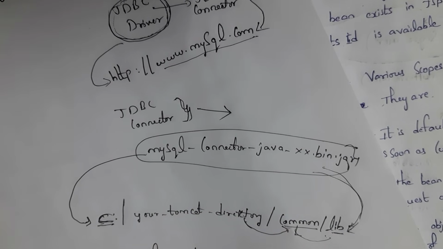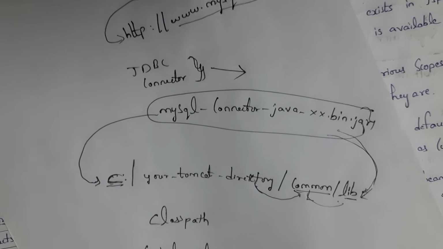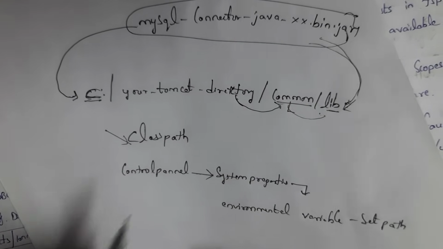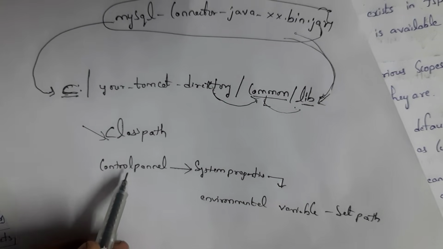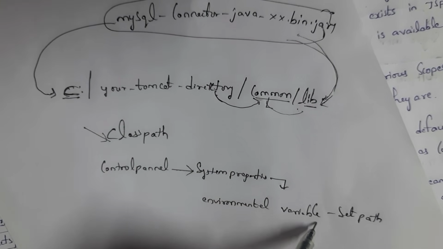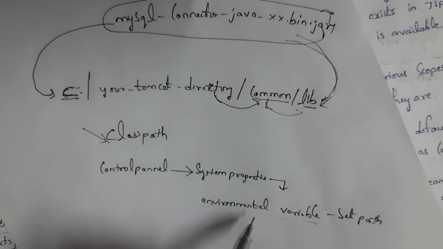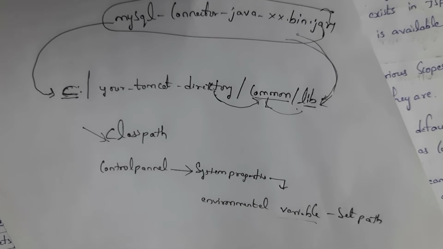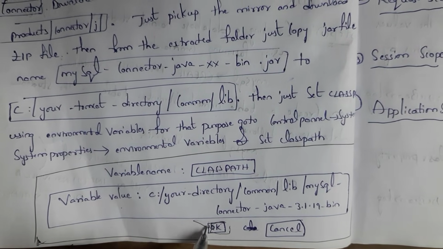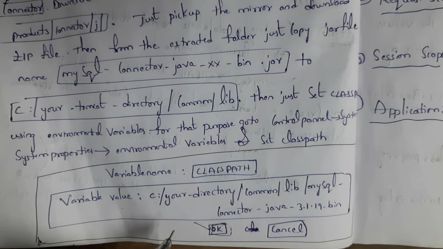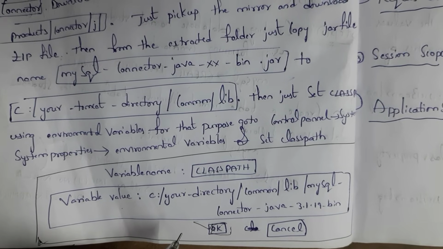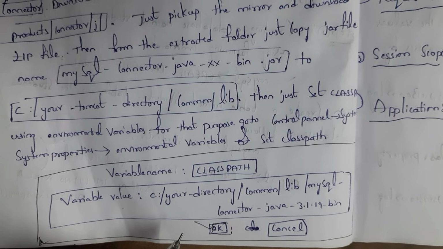After copying the jar file into the library folder, you need to set the class path. In order to set the class path, open control panel, and after opening control panel, go to system properties. Inside system properties, you will see environment variables. Open this and click on set path. After clicking on set path, you will see a display like this. Here you need to click on OK. After clicking on OK, you can establish the connection between JSP and MySQL. This is how you can set the connection between database and JSP.